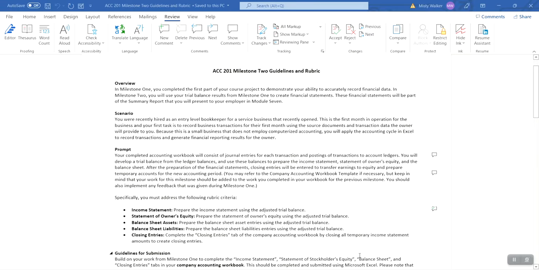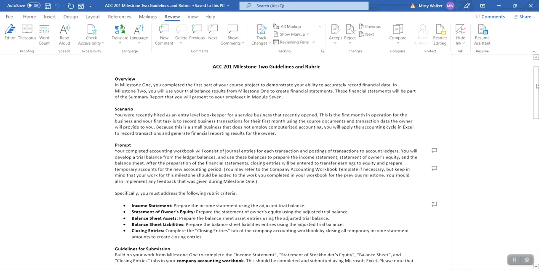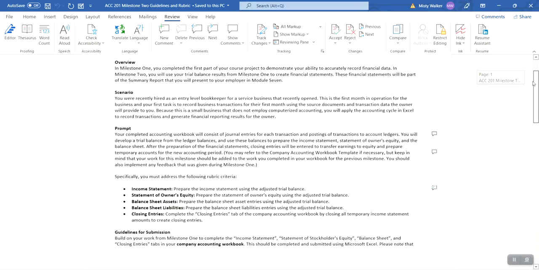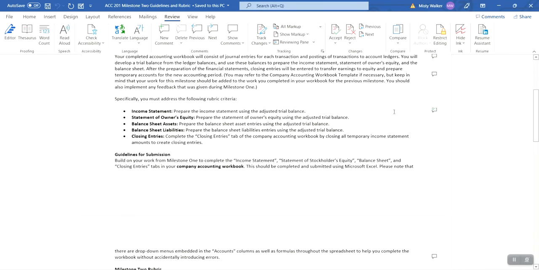In this video, we're going to take a look at the specific requirements for the Milestone 2 workbook submission, as well as demonstrate again how to use the workbook in completion of the required components of the task. So we're going to start again with the Milestone 2 Guidelines and Rubrics document, which of course reiterates our scenario for us and then tells us specifically what we're going to accomplish with this Milestone 2 submission.